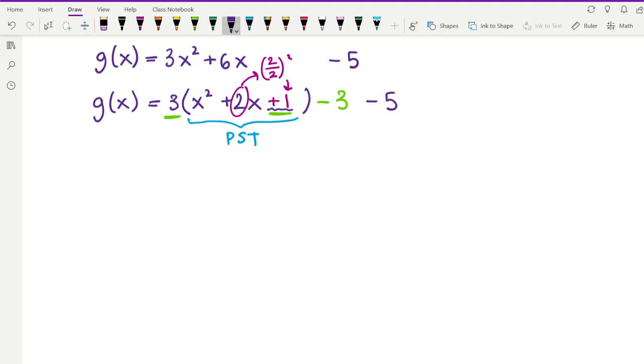Okay, so now we can go and factor the inside part. So this inside part, as we mentioned, is going to factor as x plus 1 squared. And then, and here I'll just do this to emphasize that's where that came from, we have a minus 3, a minus 5. So together, those are going to give us minus 8.